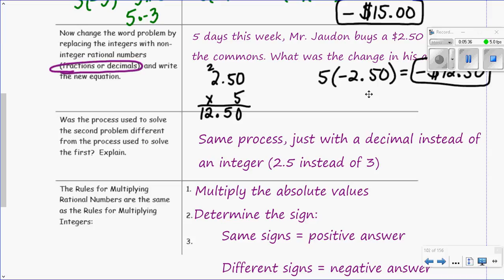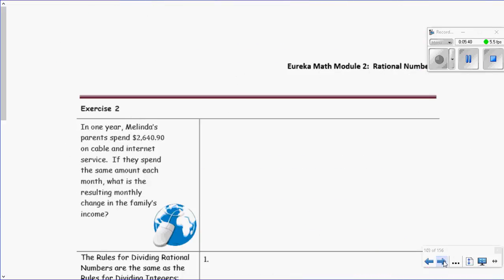So let's go ahead and look at a division example. On the next page, page 89, it says that in 1 year, Melinda's parents spend $2,640.90 on cable and internet service. Boy, that sounds like a lot. Let's see if that's actually a realistic number. If they spend the same amount each month, what is the resulting monthly change in the family's income? They don't really give us another number except for $2,640 for the year.